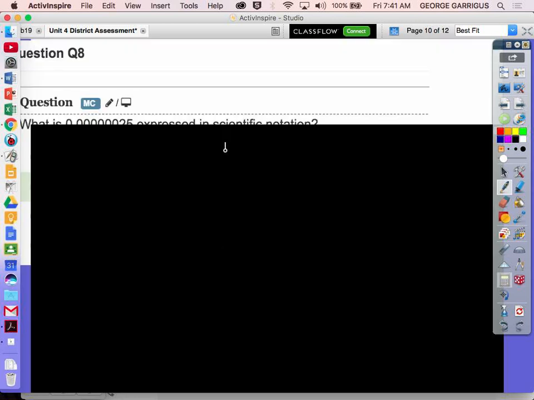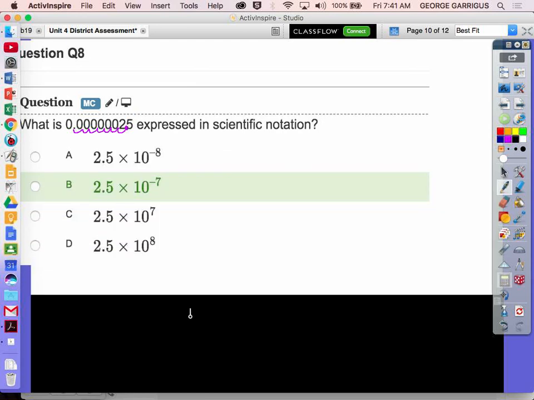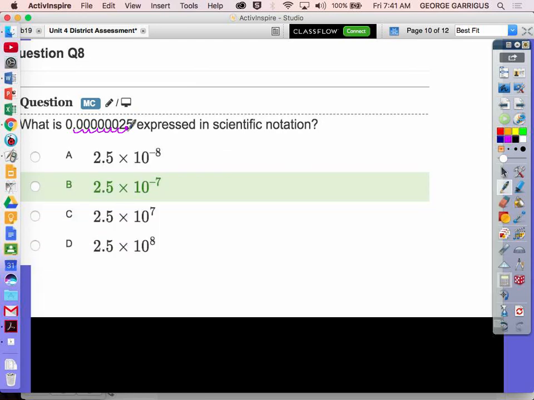Question 8. What is 0.0000025 expressed in scientific notation? Well, we know this is a very small number. The exponent's going to be negative. Let's count how many times we're going to need to move this. 1, 2, 3, 4, 5, 6, 7. So we're going to move it 7 times, but we're making it smaller by 7 place values. So we're going to need to move the decimal point here.